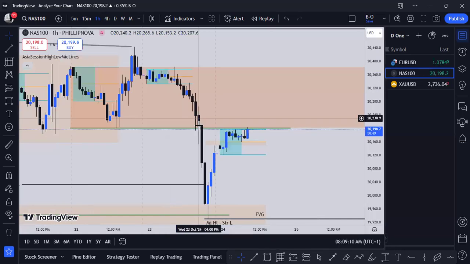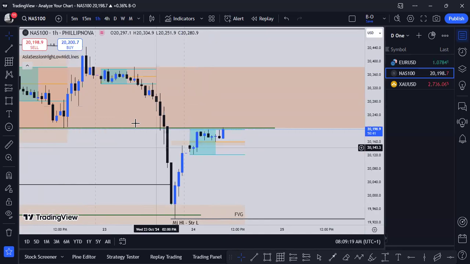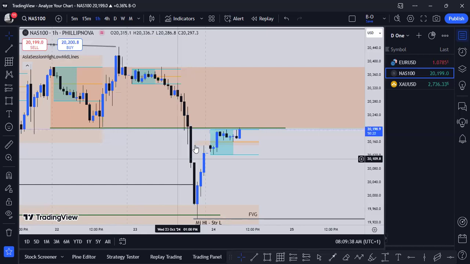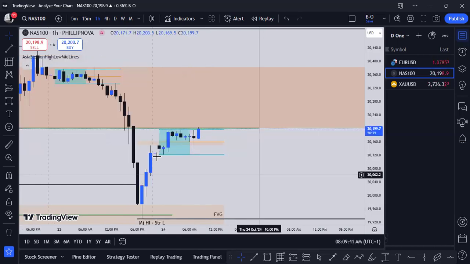So let's see what we have here. We have internal structure here, another internal structure within internal structure, and another internal structure. But what I'm expecting is very simple. As we can see, something that we believe occurred during Asian. So we can expect these internal structures that are here to send price lower into any of the levels that we can pick out here again. So what do we have here?